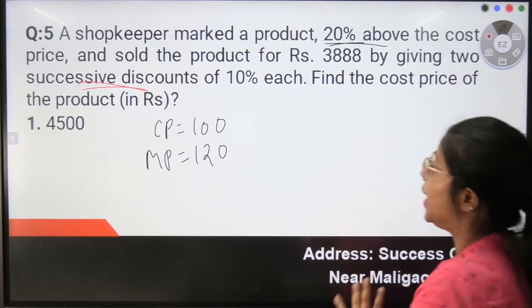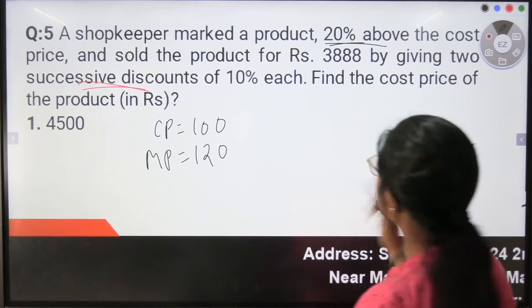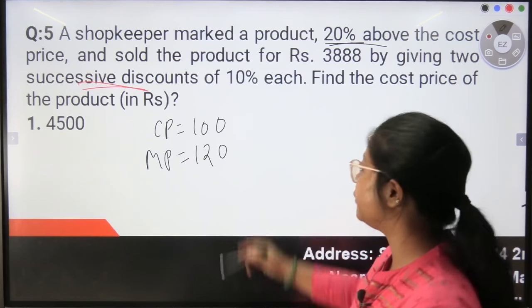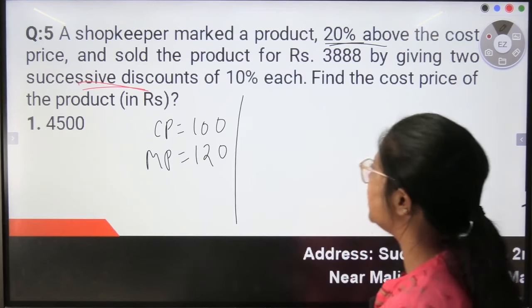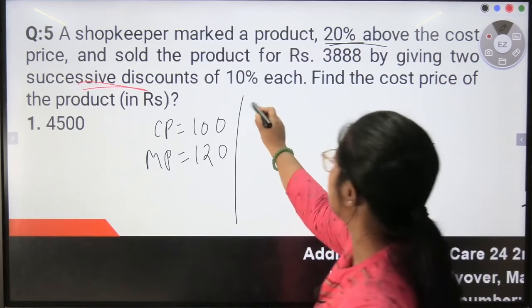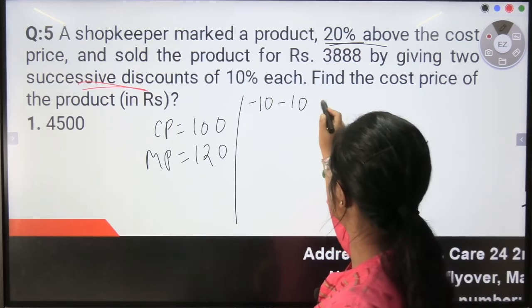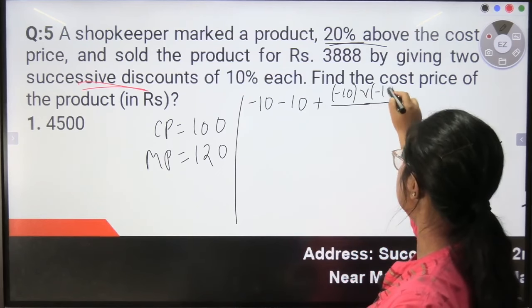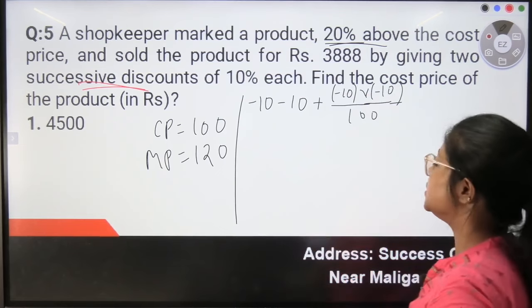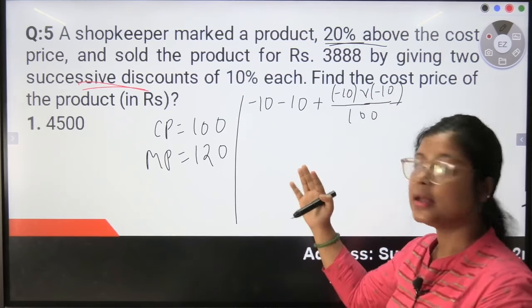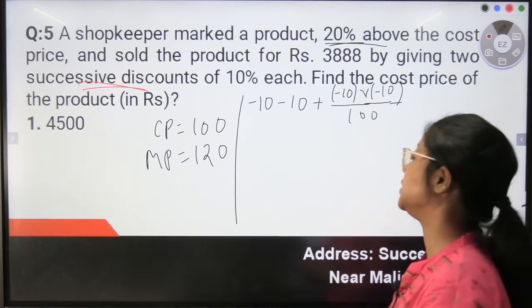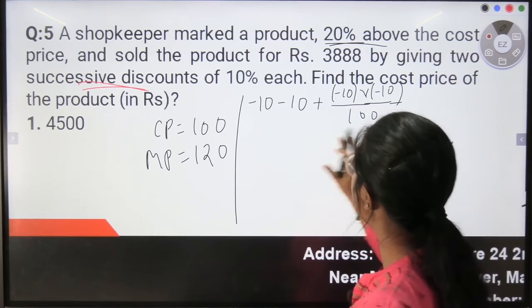If this is so, and he sold the product for rupees this by giving 2 successive discounts. So what is the value for successive discount? I have already given you the formula. So the formula for the successive discount is minus A minus B plus minus A into minus B divided by 100. So this would be my actual discount. This is my combined discount after giving 2 successive discounts of 10%.